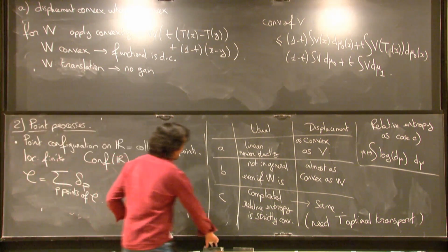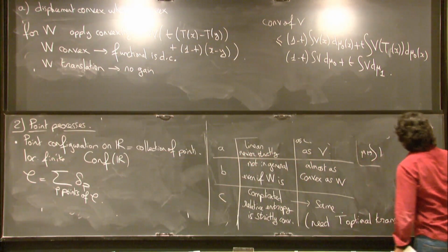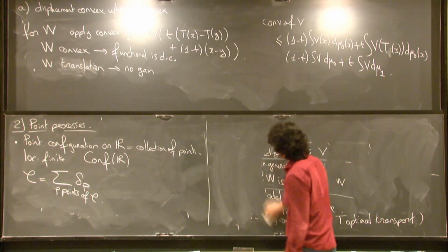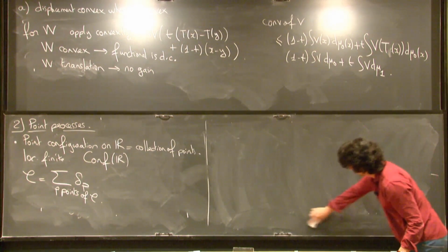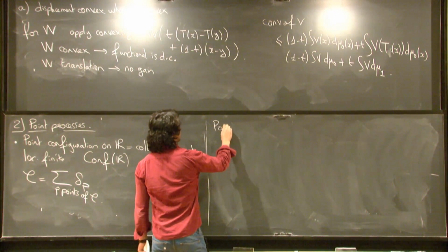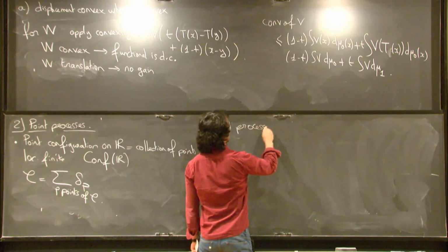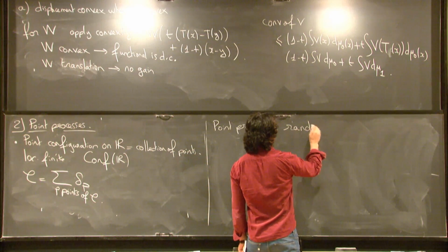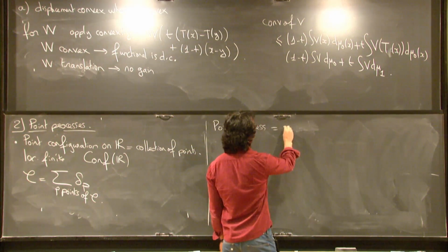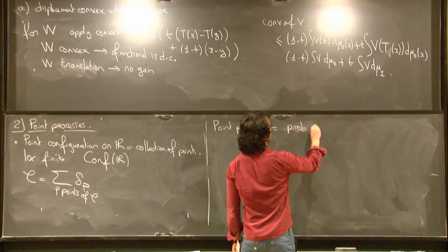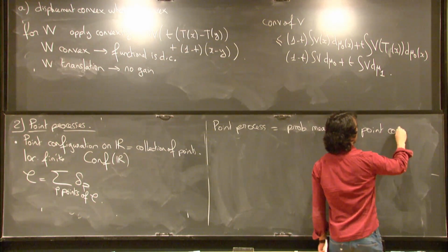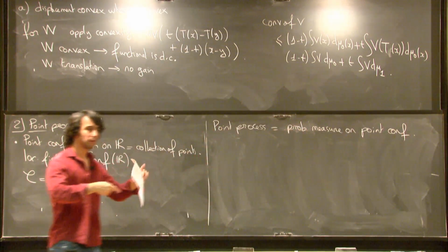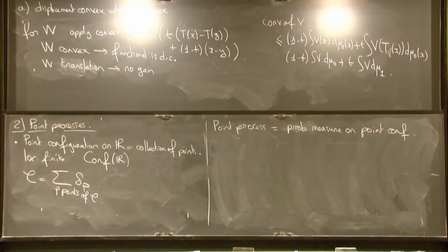And you can define a topology on it. Okay. So that's a point configuration. And a point process is just a random point configuration. For me, it's going to be a probability measure on point configurations. So it's not the random variable, it's the probability measure. Okay? It's not a very interesting difference. But. So let me give you an example.